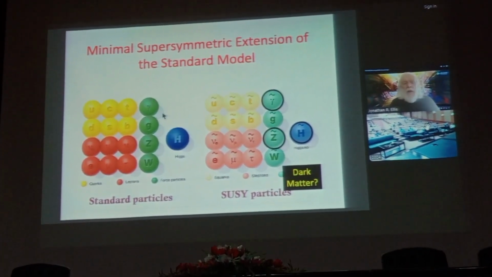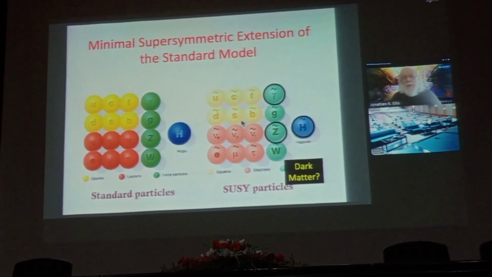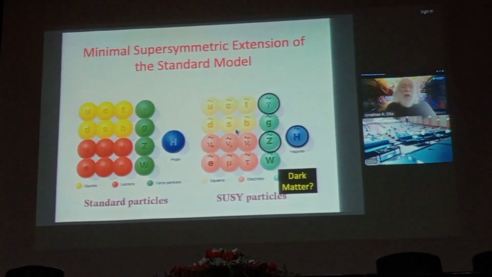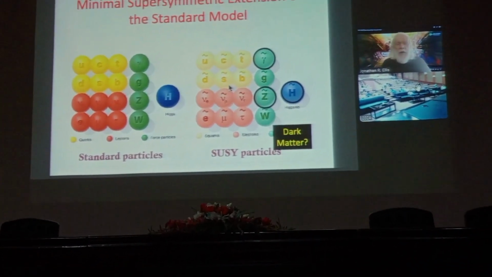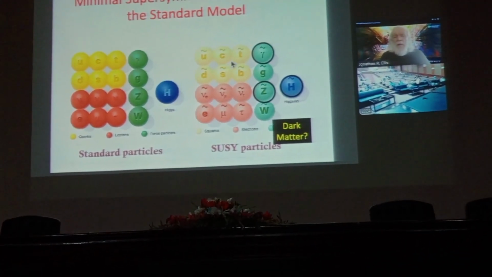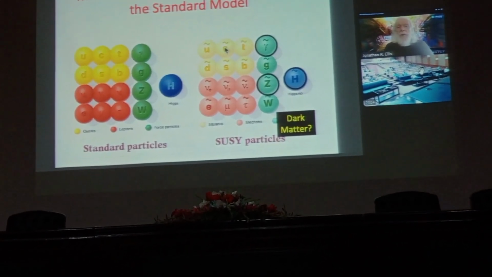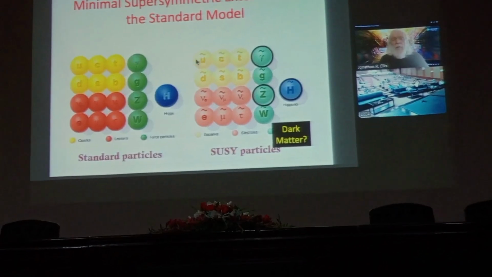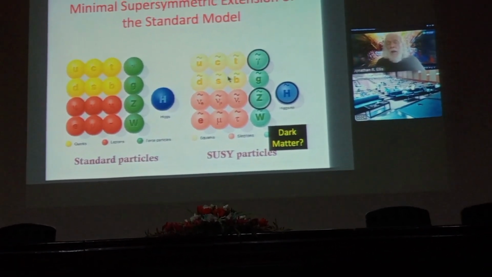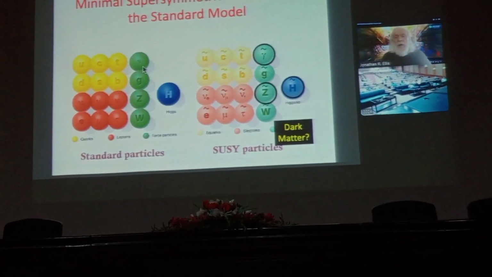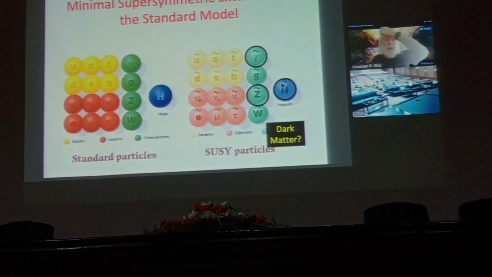So in supersymmetry, the particles of the standard model are each accompanied by partner particles, which have similar electric charges and strong interactions, but they differ in spin by half a unit. So for example, squarks have spin 0, as opposed to quarks with spin 1/2, and also the supersymmetric partners of the photon, Z, W, and Higgs have spin 1/2.